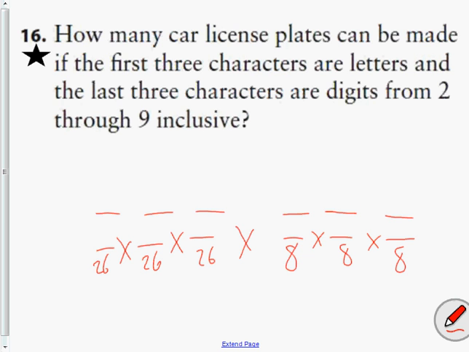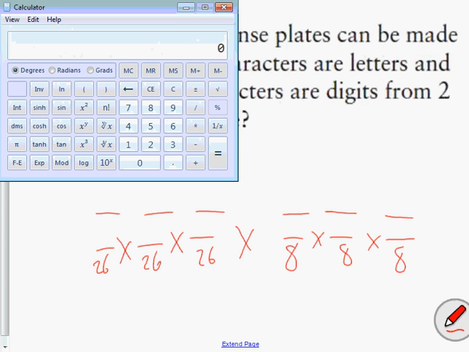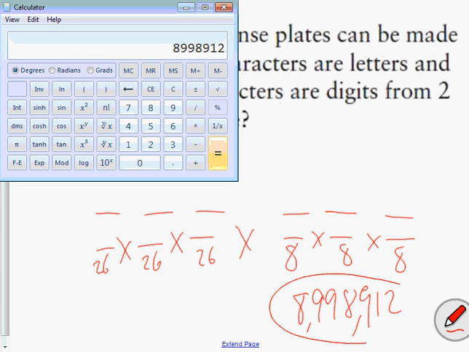So if I take my calculator again, I go 26 cubed, which is 26 times 26 times 26, times 8 cubed, equals 8,998,912. Now all I had to do was go 26 times 26 times 26 times 8 times 8 times 8. I'll get the same answer. I just used the fancy buttons on the calculator to get the same answer.